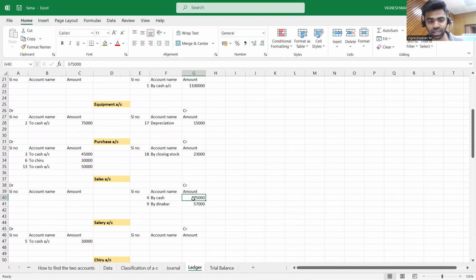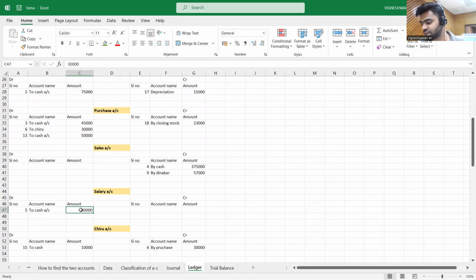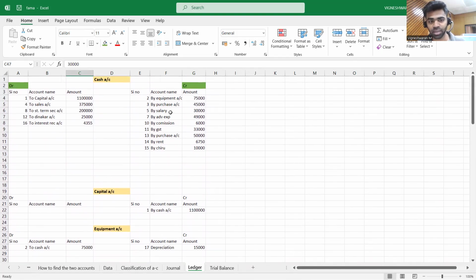Then fifth one, in all the places I am maintaining the same serial number. Fifth one, salary account, debtor, cash account. So in salary account, in debit side, I put 30,000. In cash account, I put 30,000 in the credit side.